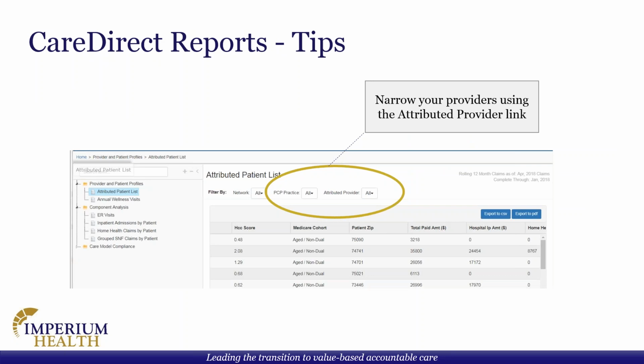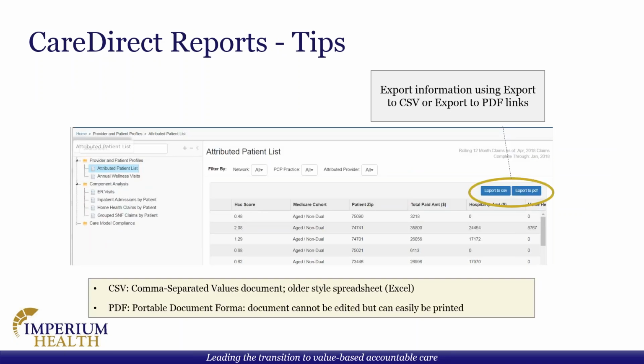When you're in Care Direct and you've selected the report that you're most interested in, you can filter by provider to make sure that you're seeing just the information you'd like to see. Then you have the ability to export those reports as a comma-separated value document. Think about that like just an Excel form. Or most importantly, you can download and export that as a PDF. Downloading that as a PDF is going to ensure that you can print it, modify it, write on it, and share that information within your clinic.